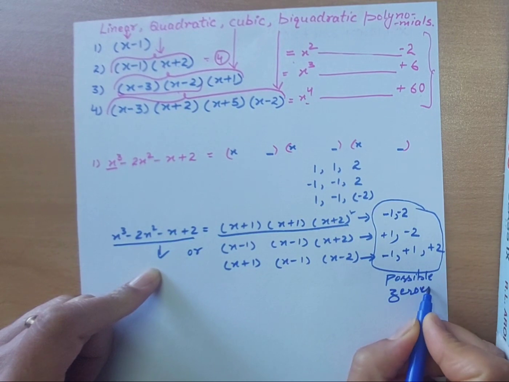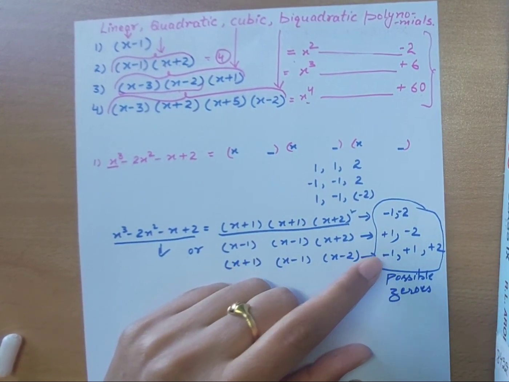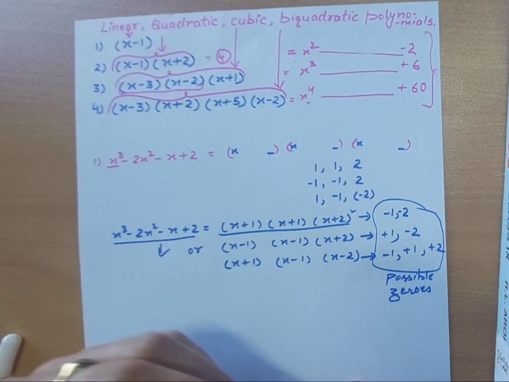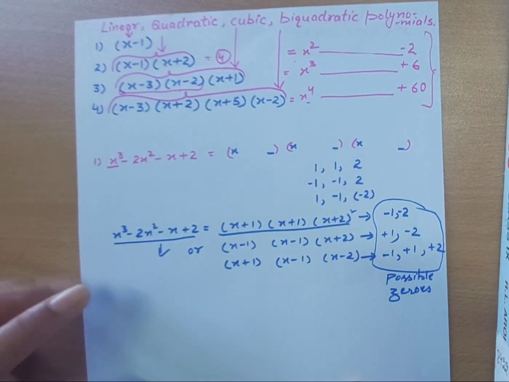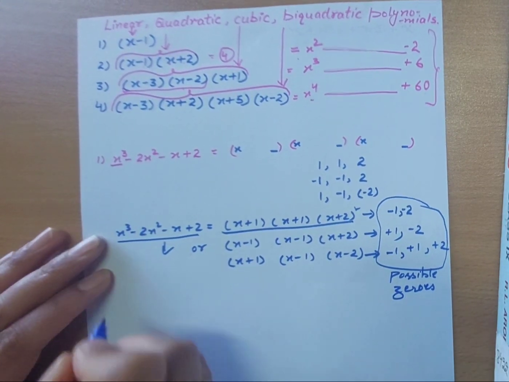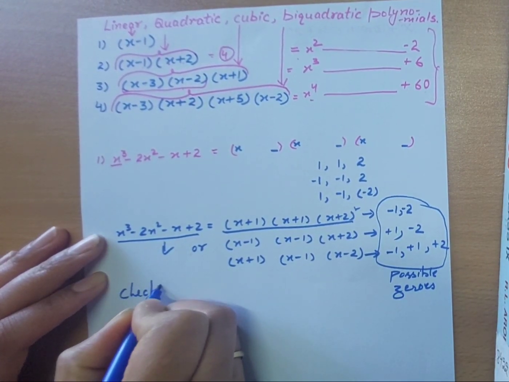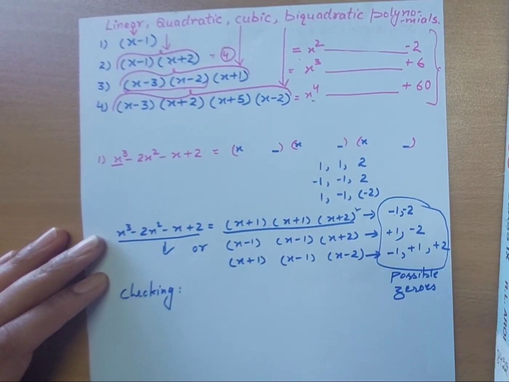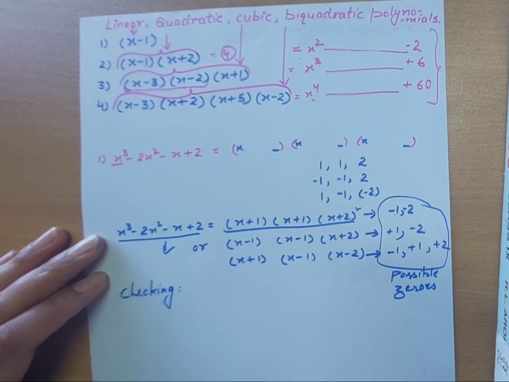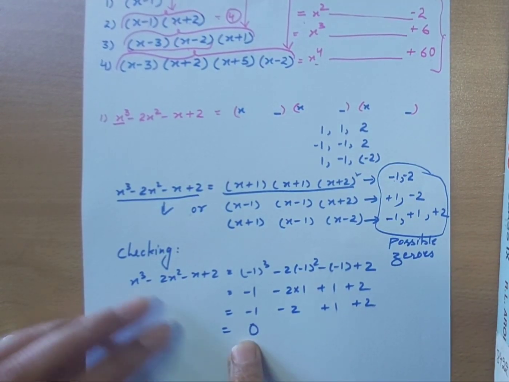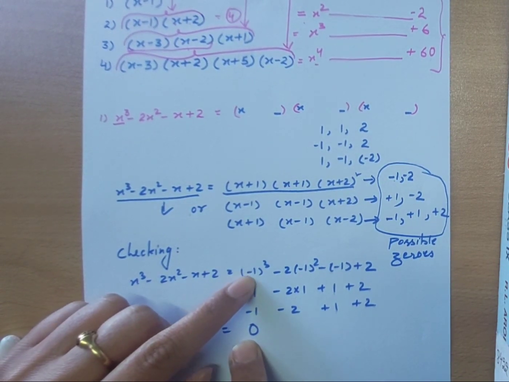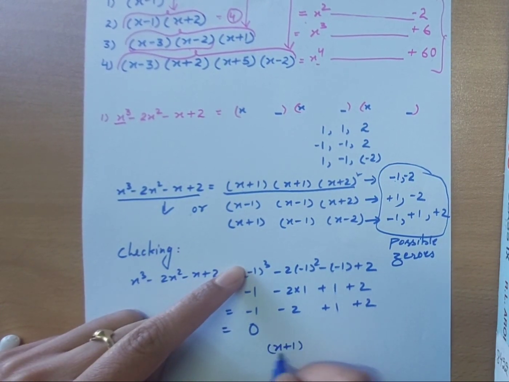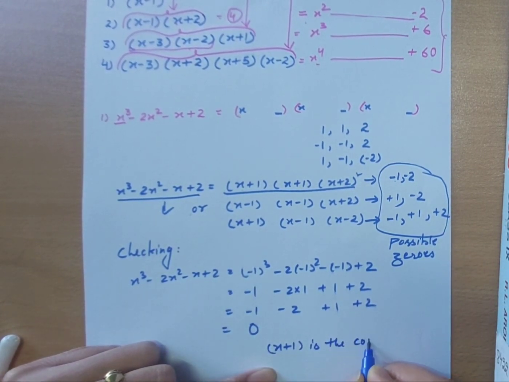Okay, possible zeros. Once you confirm any of the zeros, then that will tell you about the factors of this. So you may start checking now. It's up to you which number you want to check. Okay, we can start checking with -1. Let's substitute -1 here. So I have checked it here. It turned out to be 0 when I substituted x equals -1. That means x plus 1 is the confirmed factor.